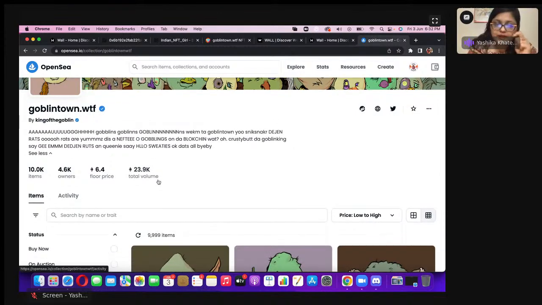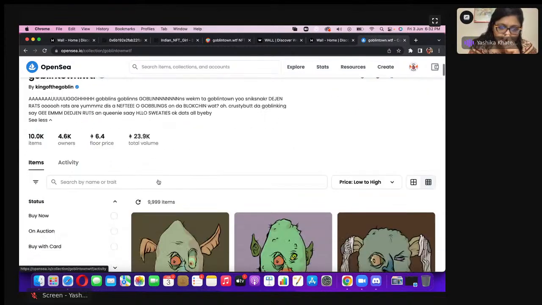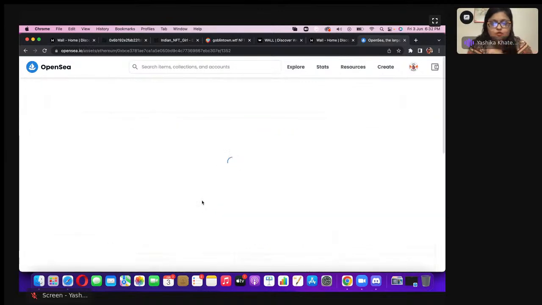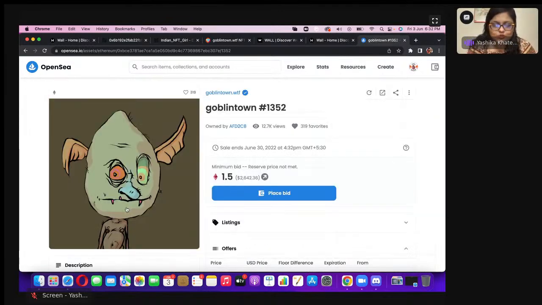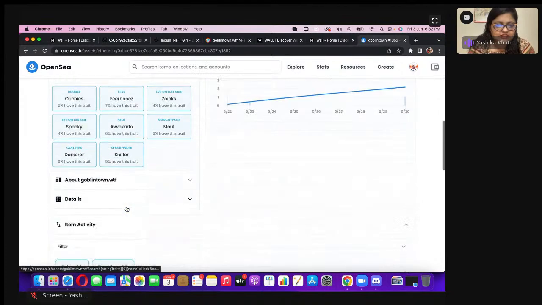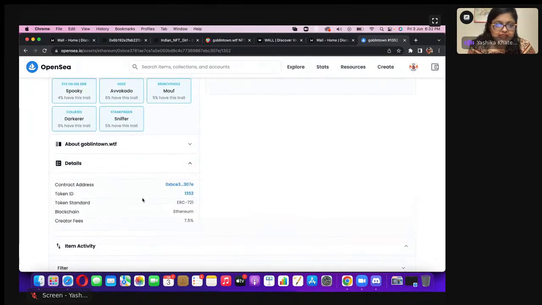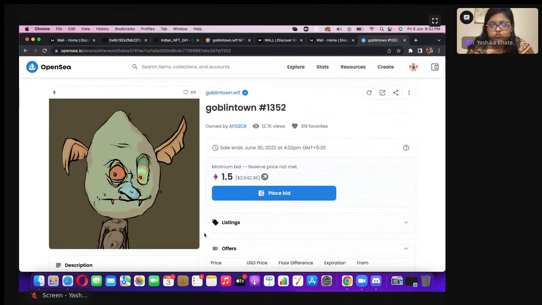Now the beautiful part here which I like is that if I am to buy any Goblin Town, I'll just click on any one random Goblin Town and I can see here something called details. And here in details I see that the creator fees is 7.5%. So you see, the first mint that happened, the primary mint of these 10,000 NFTs, was free. So literally the Goblin Town creator did not get any money, but it was the gas price and the gas fees that went to the miner. So which means that Goblin Town did not earn anything out of it, right?